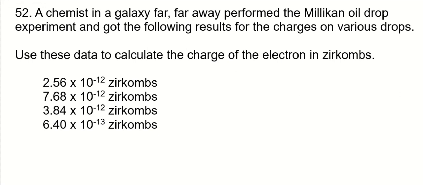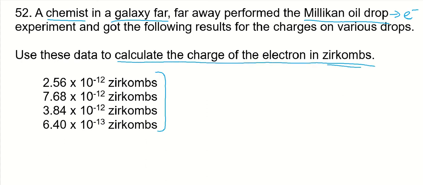So we're in a galaxy far away, a fictitious galaxy. You're a chemist performing Millikan's oil drop experiment, which led to the discovery of the charge on the electron, in combination with Thomson's charge to mass ratio that J.J. Thomson discovered. We're going to use 4 data points and try to calculate the charge of an electron in this fictitious unit, Zirkombs.